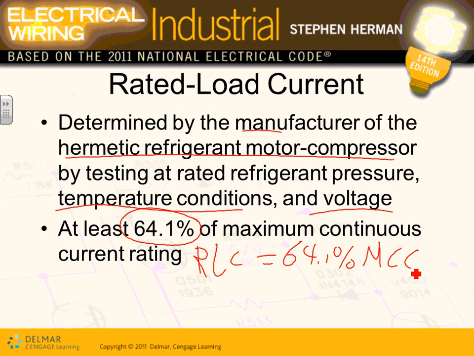So, what you do then, you take 1.25 and multiply it by rated load current, and that will be your conductors. You're going to see in a second. This is very important. Rated load current.